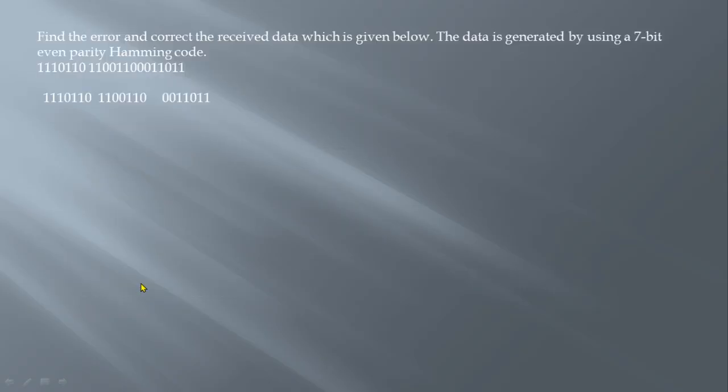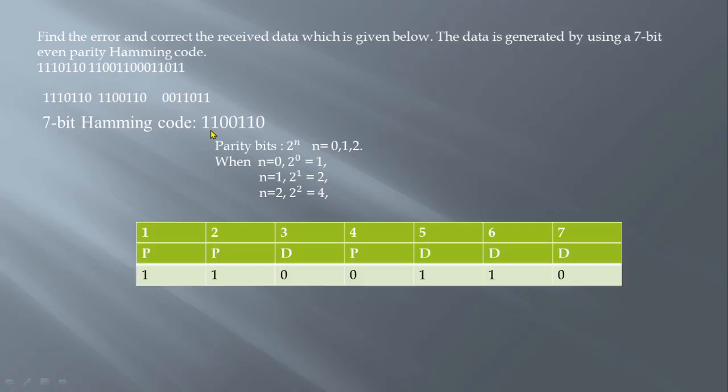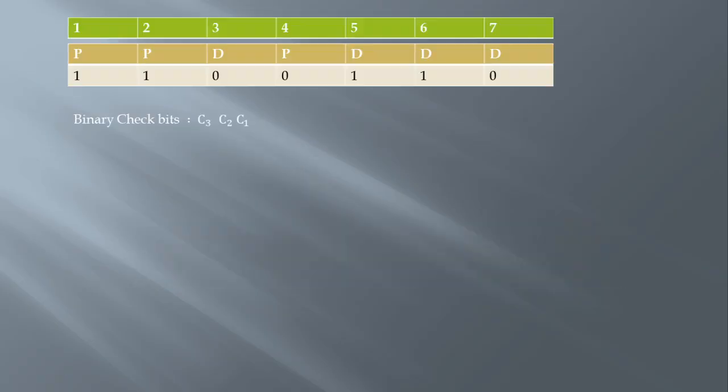Next you have to consider the second group of the bits. Those are 11001110. That's a Hamming code consisting of these 7 bits. Here also you have to find the code word C3, C2, C1. The same procedure. C1 equals P1, D3, D5, D7. In this data, P1 is 1, D3 is 0, D5 is 1, D7 is 0.